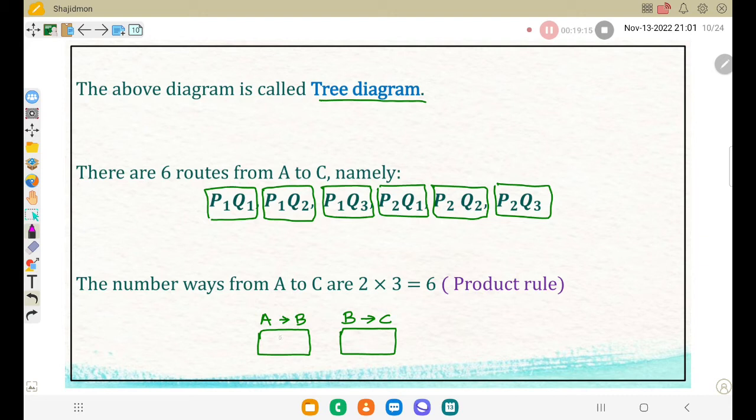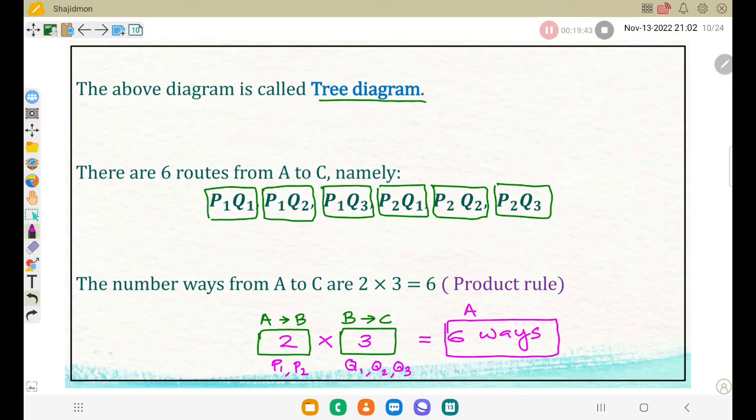So A to B, how many ways can we go? There are 2 routes, P1 and P2, correct? And B to C, how many routes? There are 3 routes, Q1, Q2 and Q3, correct? So 3 ways. So totally how many ways can we do? 2 multiplied by 3 equals 6 ways we can go from place A to C. So this is the idea under the multiplication rule. There are 6 ways: P1 Q1, P1 Q2, P1 Q3, P2 Q1, P2 Q2, P2 Q3. I hope you understood this example, correct?